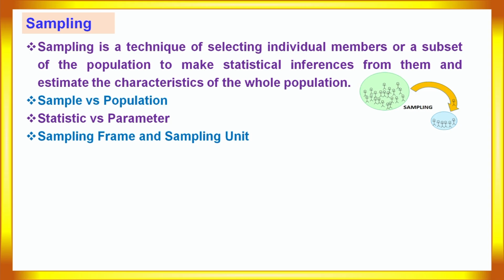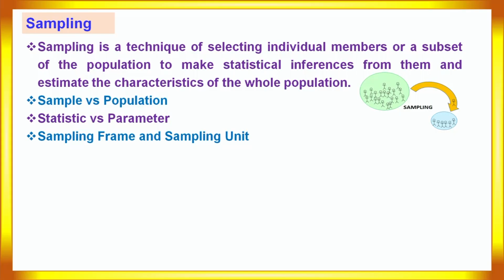Instead, what we can do is select one or two universities from each state, and from those universities we may select a certain number of teachers to represent the whole university teacher population. This process we call sampling. So, sampling means selecting a few from the population. Sampling is a technique of selecting individual members or a subset of the population to make statistical inferences from them and to estimate the characteristics of the whole population.